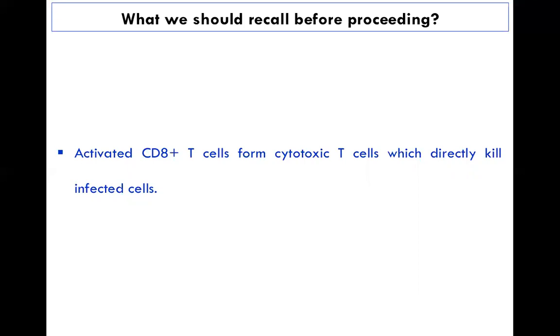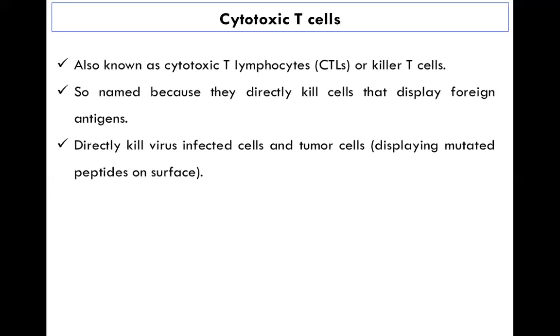First, why are they called cytotoxic T cells, and second, what are the functions of these cytotoxic T cells? Today's lecture will give answers to these questions. Why are they known as CTLs and why are they called cytotoxic T cells? They are also called killer T cells. Why was this name given? The name was given because they directly kill the cells that display the foreign antigen, and directly kill virus-infected cells or tumor cells.